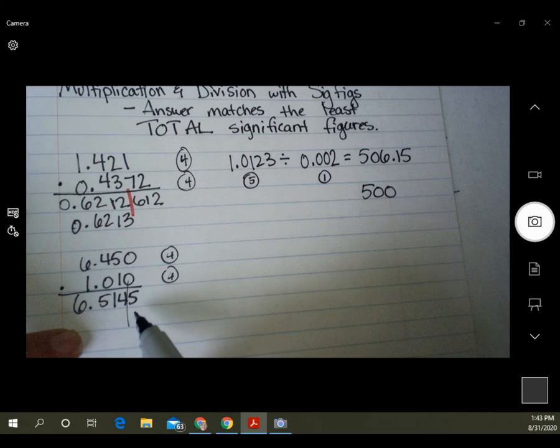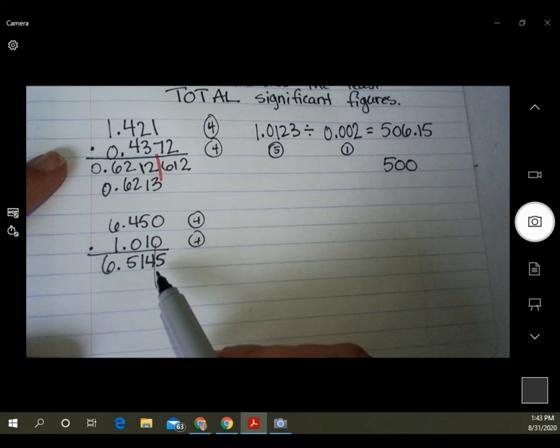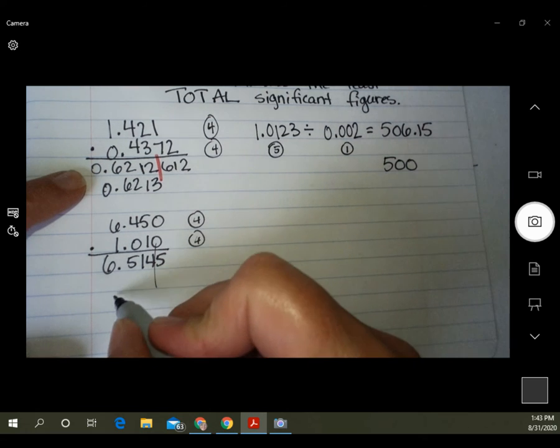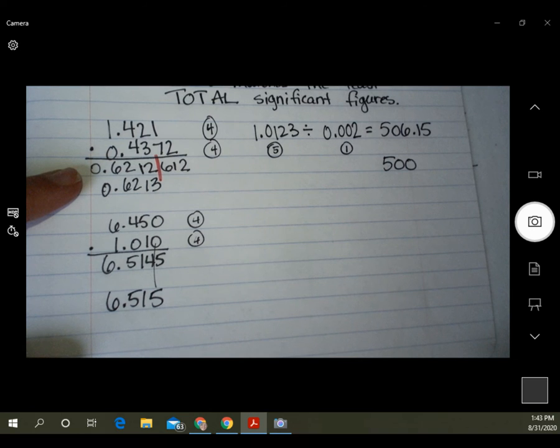Right there, we're going to cut off the number, but I can't just chop it off. What does the 5 tell the 4 to do? Go up. So 6.515 is really my answer.